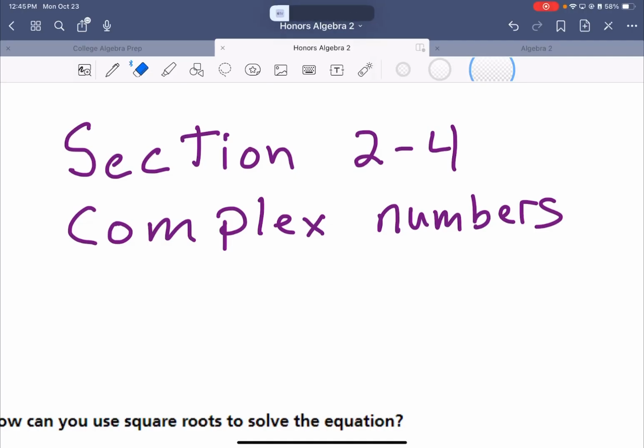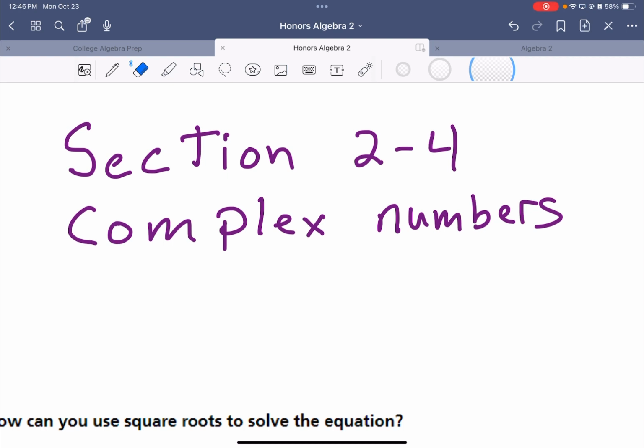All right, so today we're going to go into section 2.4, start talking about complex numbers today. Essentially, we're going to define what an imaginary unit is, what an imaginary number is, what complex numbers are, and then we're going to talk about adding and subtracting complex numbers and just multiplying complex numbers today.